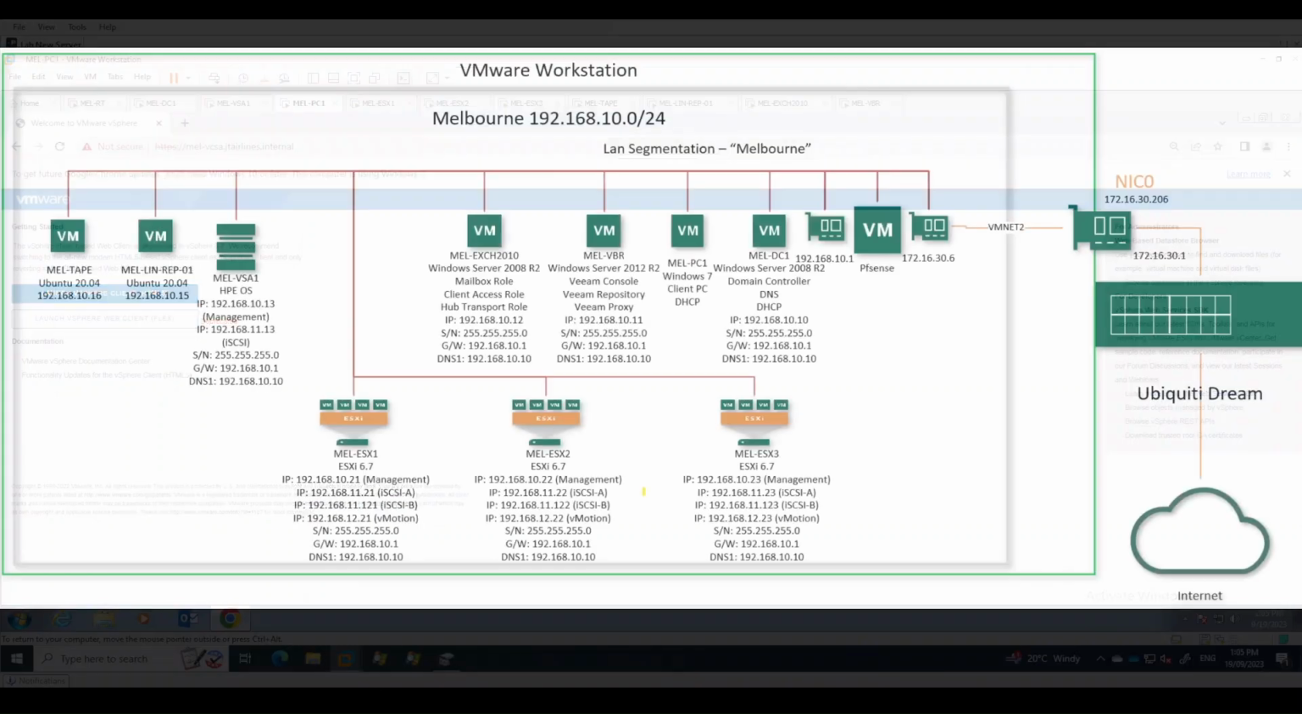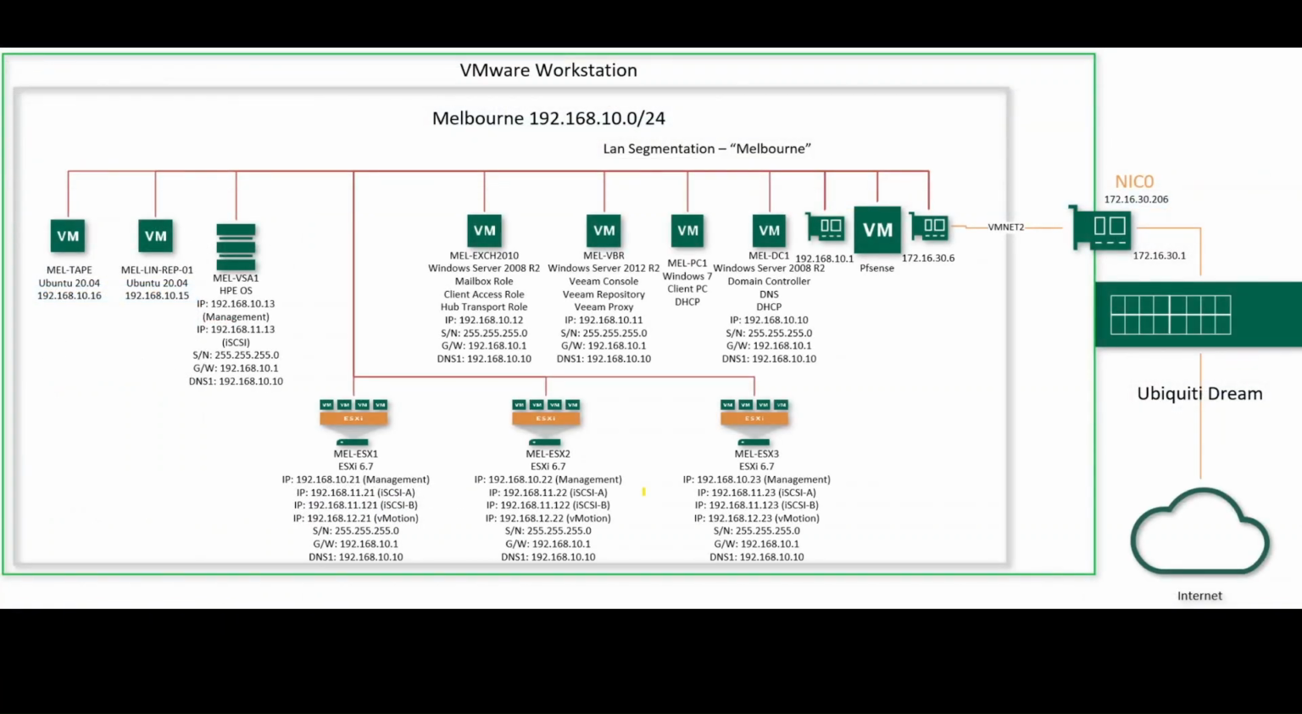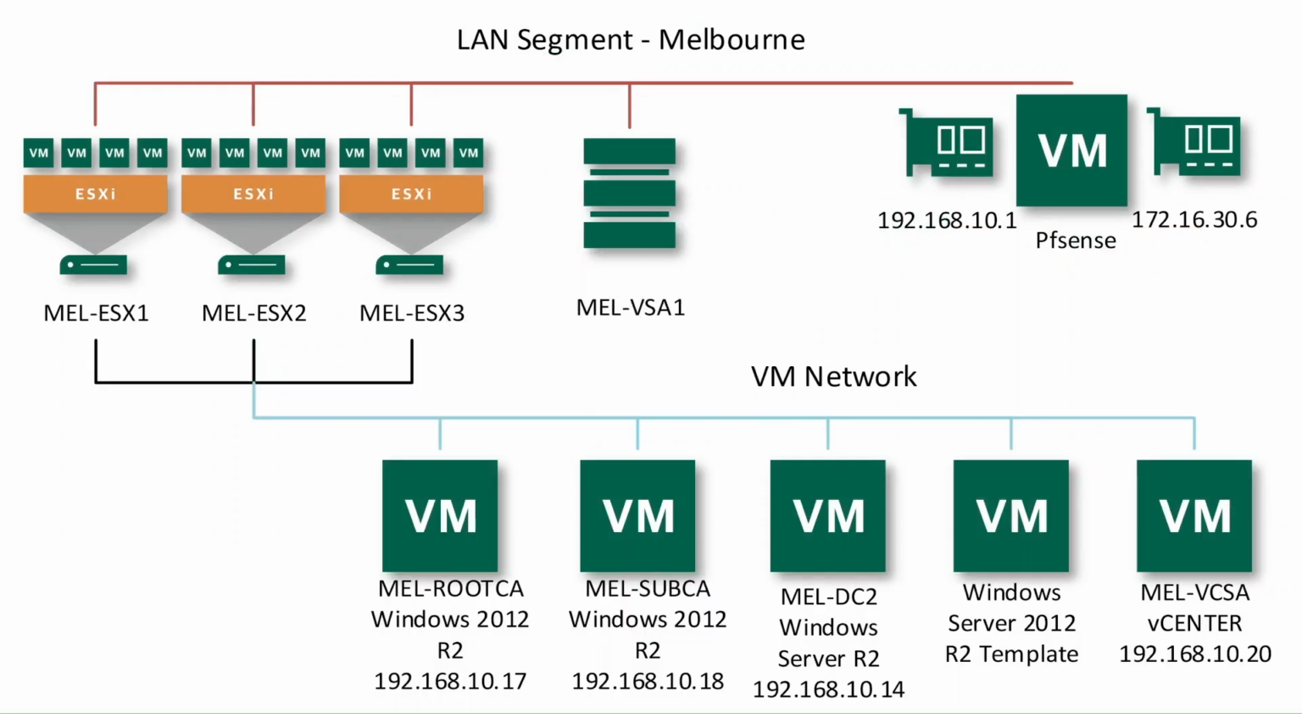So if we look at the overview picture of our current environment, we continue to build more workloads in our labbing it environment. As you can see, we've got a bunch of what we call physical workloads at the very top there in the LAN segment called Melbourne, and we also have 3 physical ESXi servers, and that's our virtualization platform for this environment. And if we just dig a little deeper, what we have inside of our virtual environment is a virtual machine network, a VM network, and we currently have 3 virtual machines available.